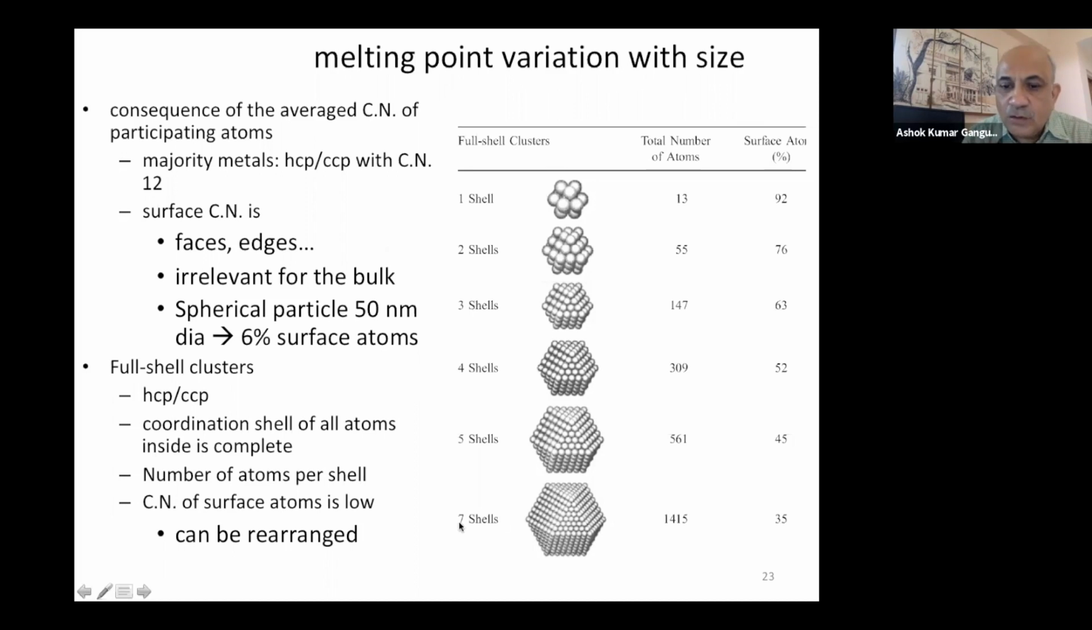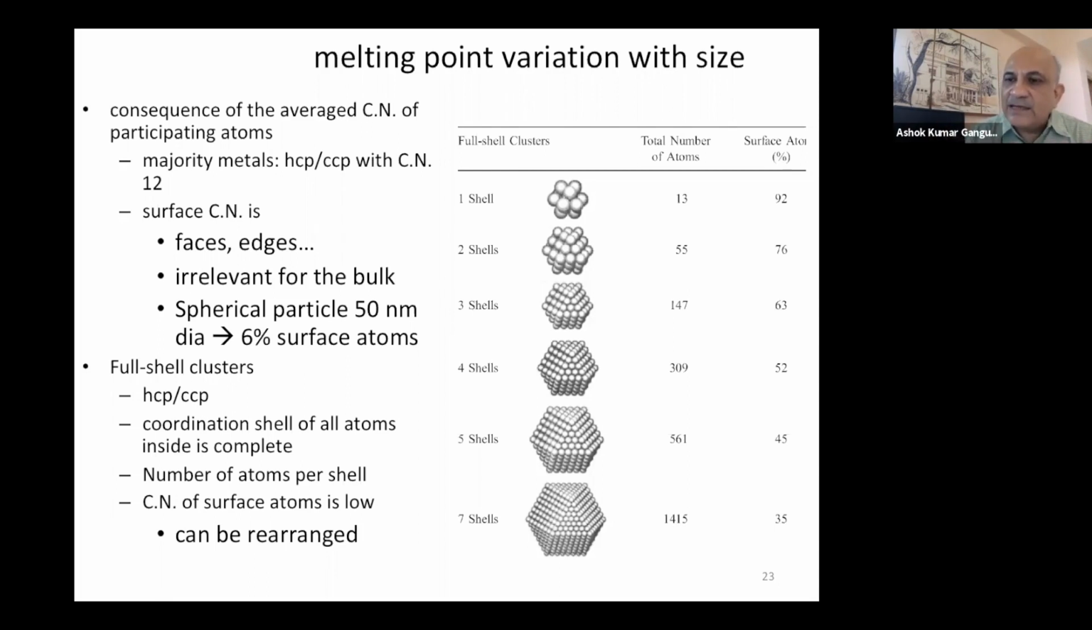That means 92% of the atoms are on the surface of the cluster. Whereas if you go to a 1415 atoms cluster, the cluster is made up of around 1415 atoms, then the percentage of surface atoms is only 35%. That means most of the atoms are now inside. They cannot see the outside.